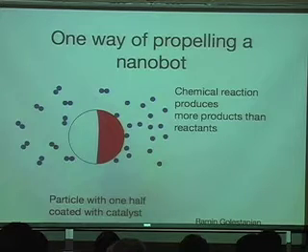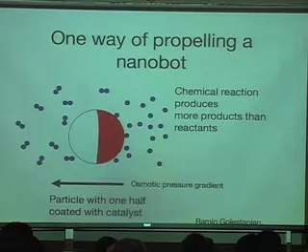But because it's spatially localized, we end up with a concentration gradient of those particles. And what this does is it makes a particle that generates its own osmotic pressure gradient, which should push it along. And indeed, this video shows that that's exactly what they do.